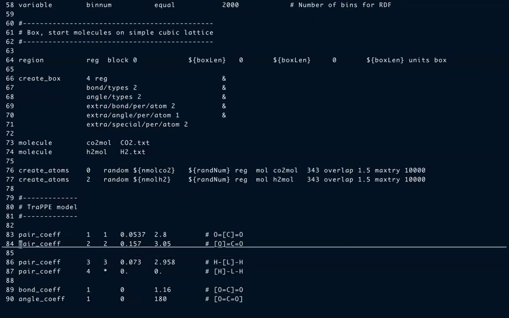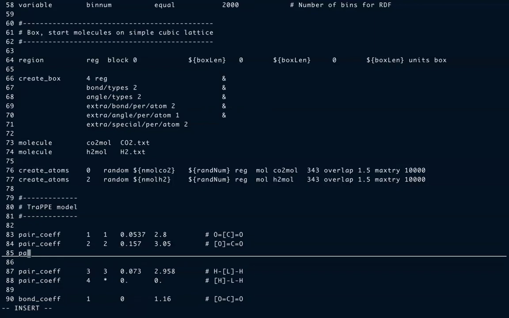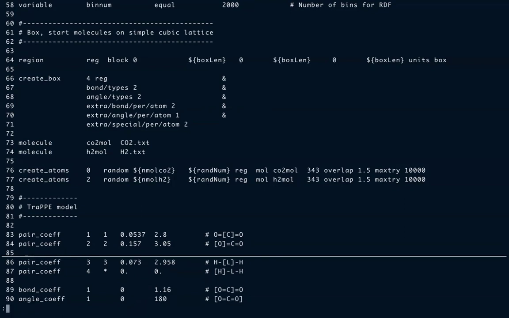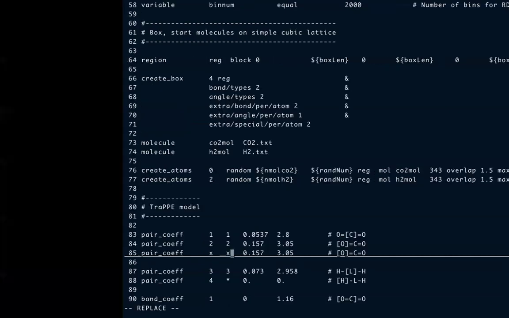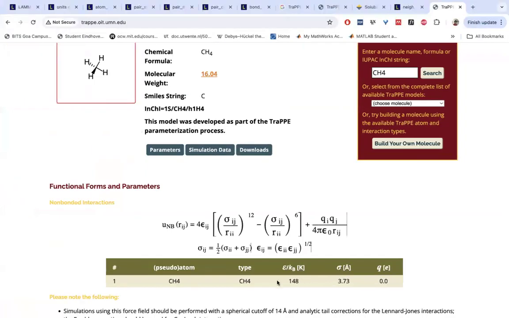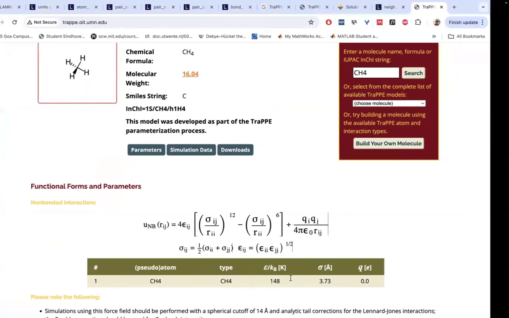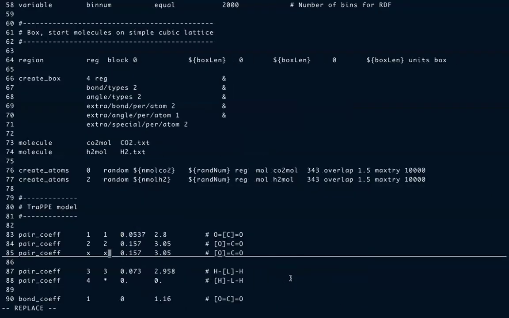All you have to do is change a few pieces of the code here. Perhaps if you're adding methane as another component, I mean, if you're thinking of doing it as a ternary mixture, then you can probably add another line for methane. You can choose which type, but then you have to convert the epsilon by kb from Kelvin to kilocalories per mole, and then the sigma is 3.73. And that's it. So you're good to go.